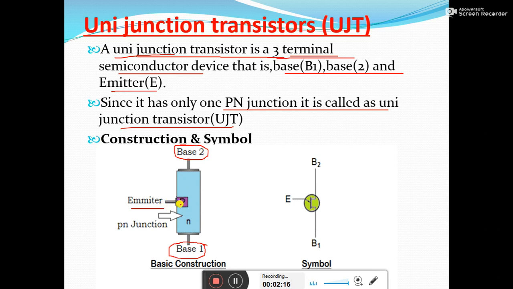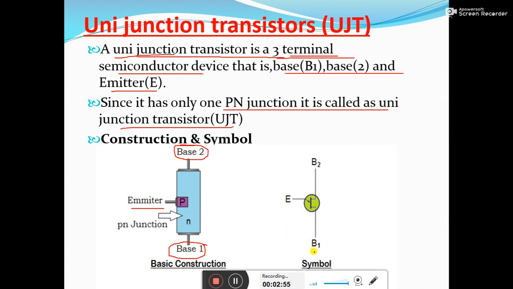Here there is only one P type material, and the center slab is of N type. There will be a single PN junction. That's why it is named a unijunction transistor. So remember, the emitter is diffused into the N type bar slightly closer towards the base 2 region, not towards the base 1 region. In the diagram we will show it equally bisected, but actually this emitter terminal will be closer to the base 2 terminal than the base 1.